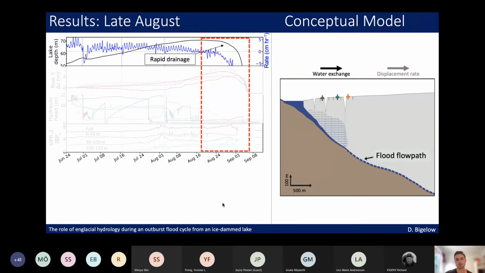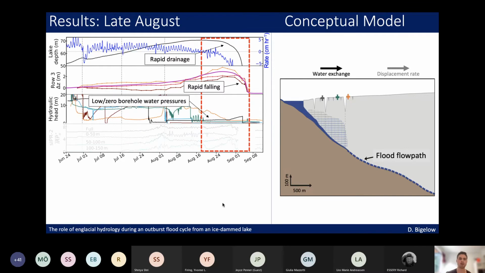We can see that the rapid drainage started as sort of a slow leak, followed by rapid drainage. And we can't necessarily put our finger on exactly when the lake did start to drain, because it could be a very slow leak that was competing between the lake inputs and outputs. But what we can say is that we saw the ice shelf drop rapidly, as well as the water level in the lake drop rapidly following around August 17th.